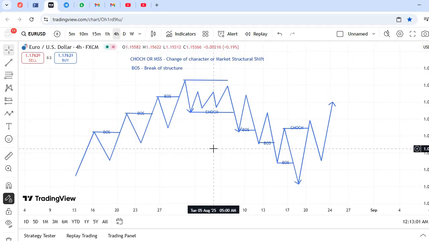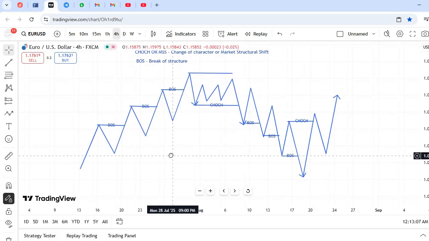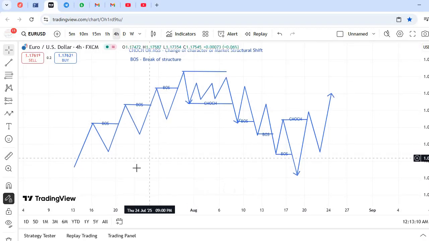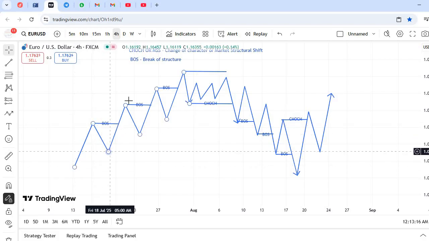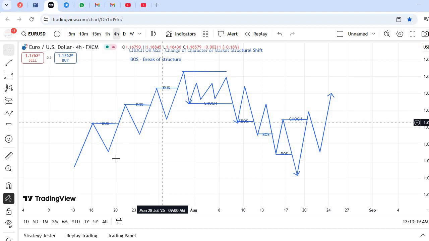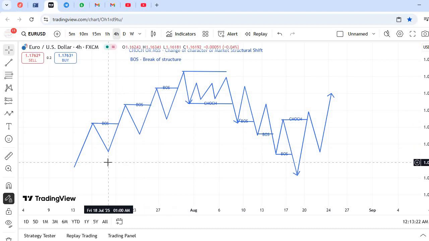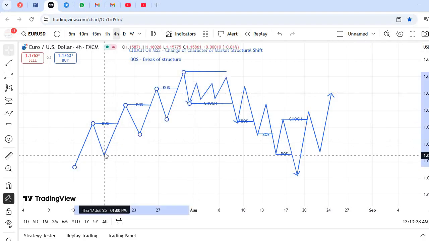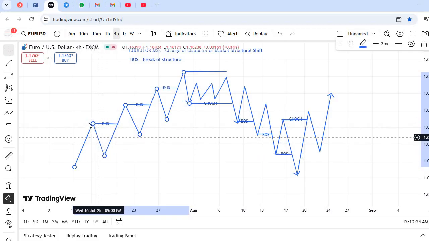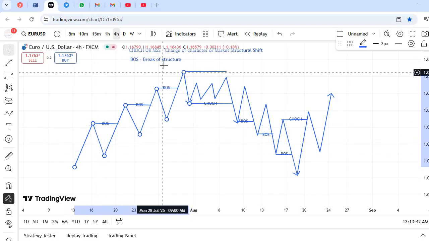Now another point I want us to note here is that for the market structure, now this is an uptrend. We have impulse, correction, impulse, correction, impulse, correction. For it to have a valid market trend, for instance, for an uptrend, the correction must be 50%. The retracement, now this is called correction or retracement or pullback. Can you see? Correction or retracement or pullback.